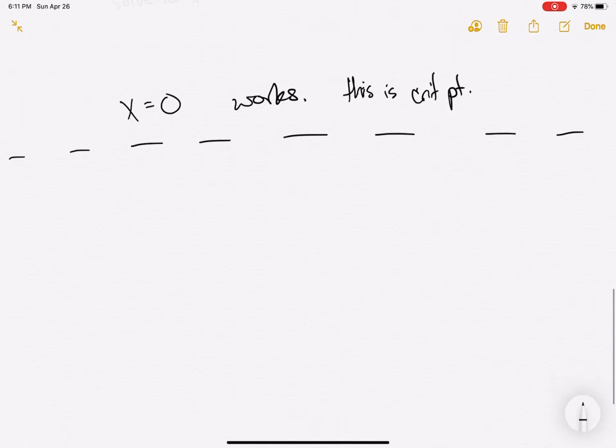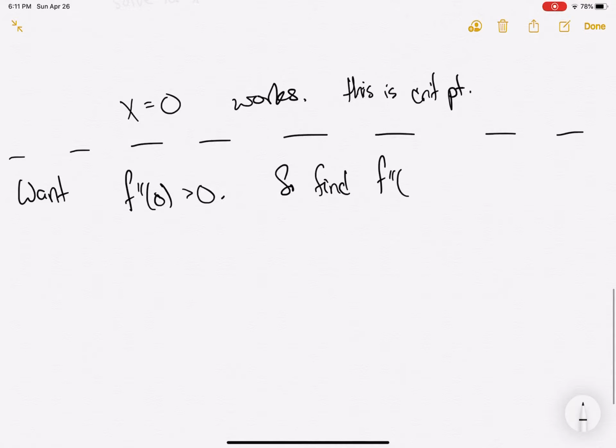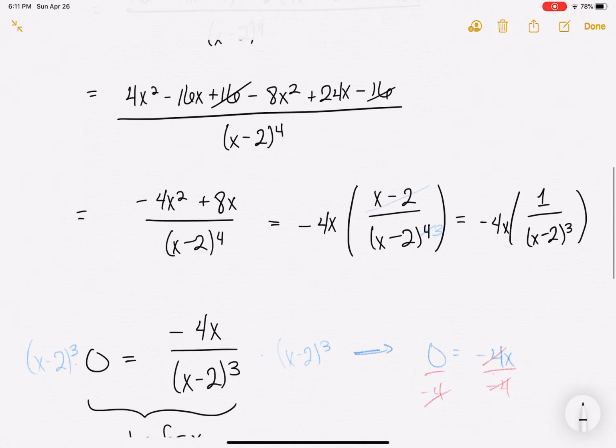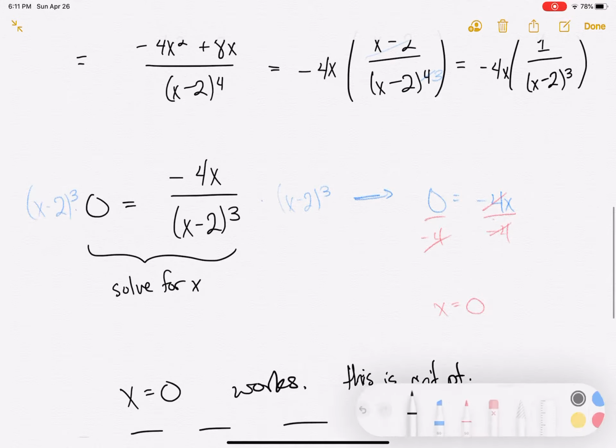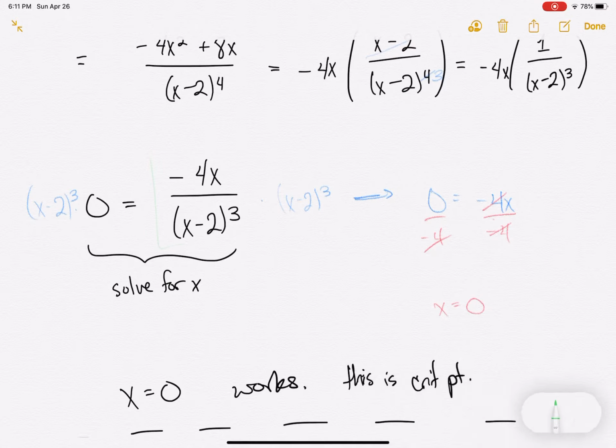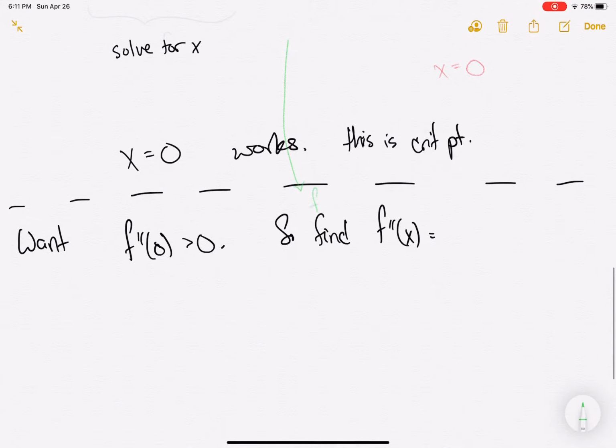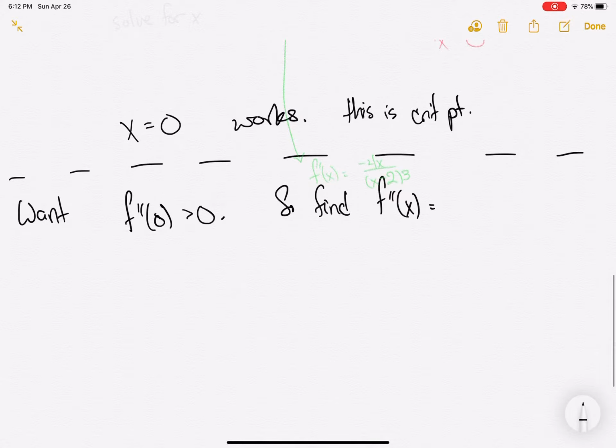Now we want f double prime of 0 to be positive. So we need to find f double prime of x, and I would use this definition of the derivative here. This is f prime of x equals that. So I'm going to use that definition here: negative 4x over x minus 2 cubed. That's going to make it easier for me to actually take the second derivative.